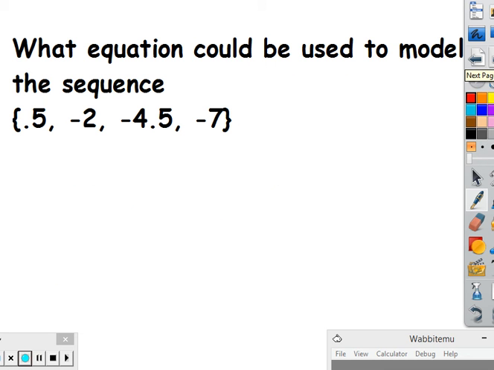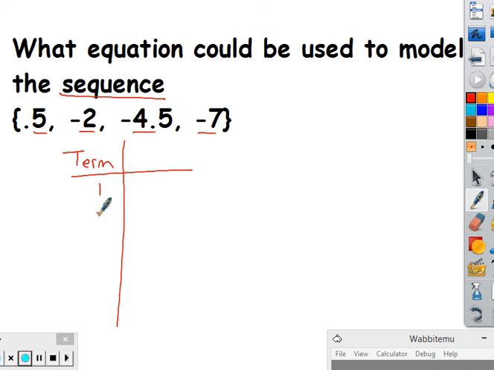Next question, what equation could be used to model the sequence? So this is a sequence. That means that we're starting out with numbering our terms. And there are 1, 2, 3, 4 terms. So we will put 1, 2, 3, 4 terms. And those terms of that sequence are 0.5, -2, -4.5, and -7.